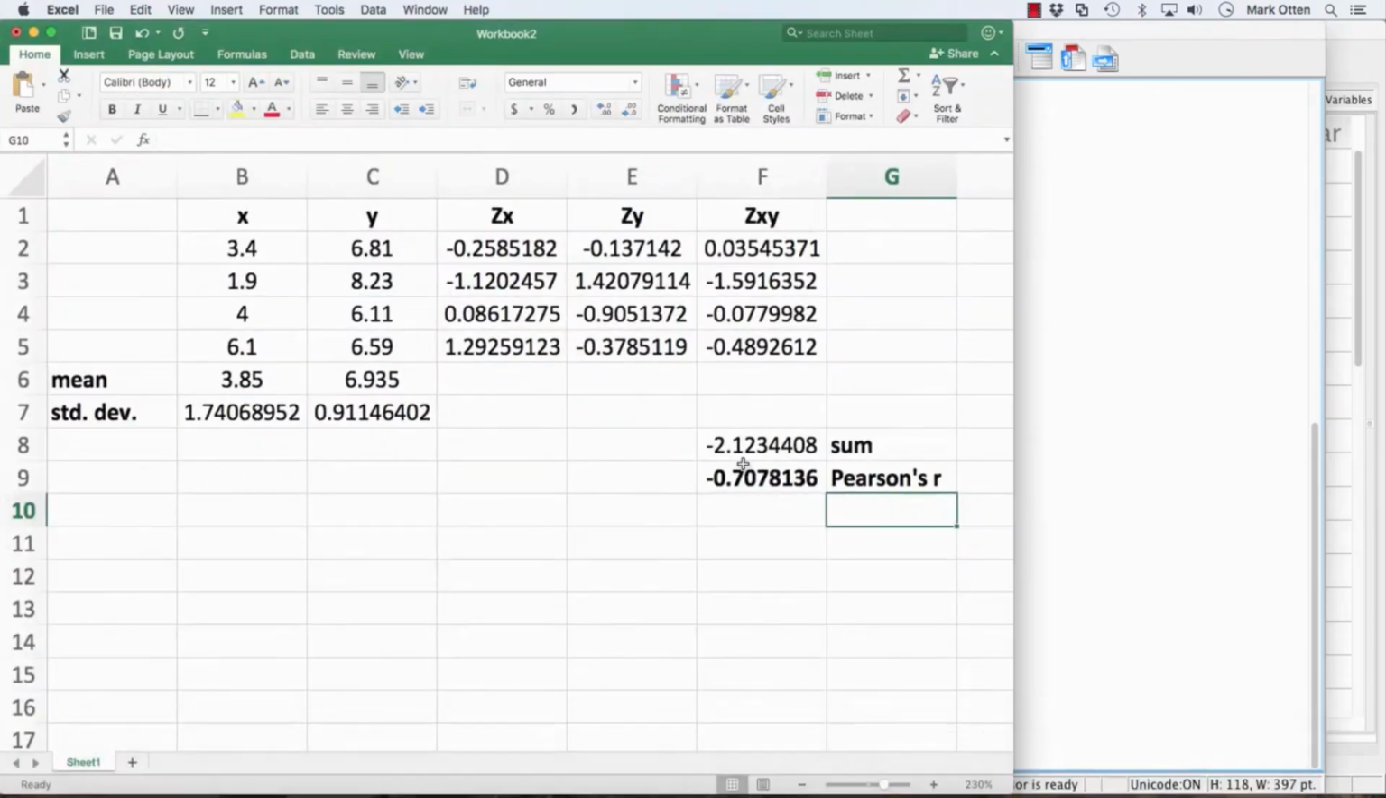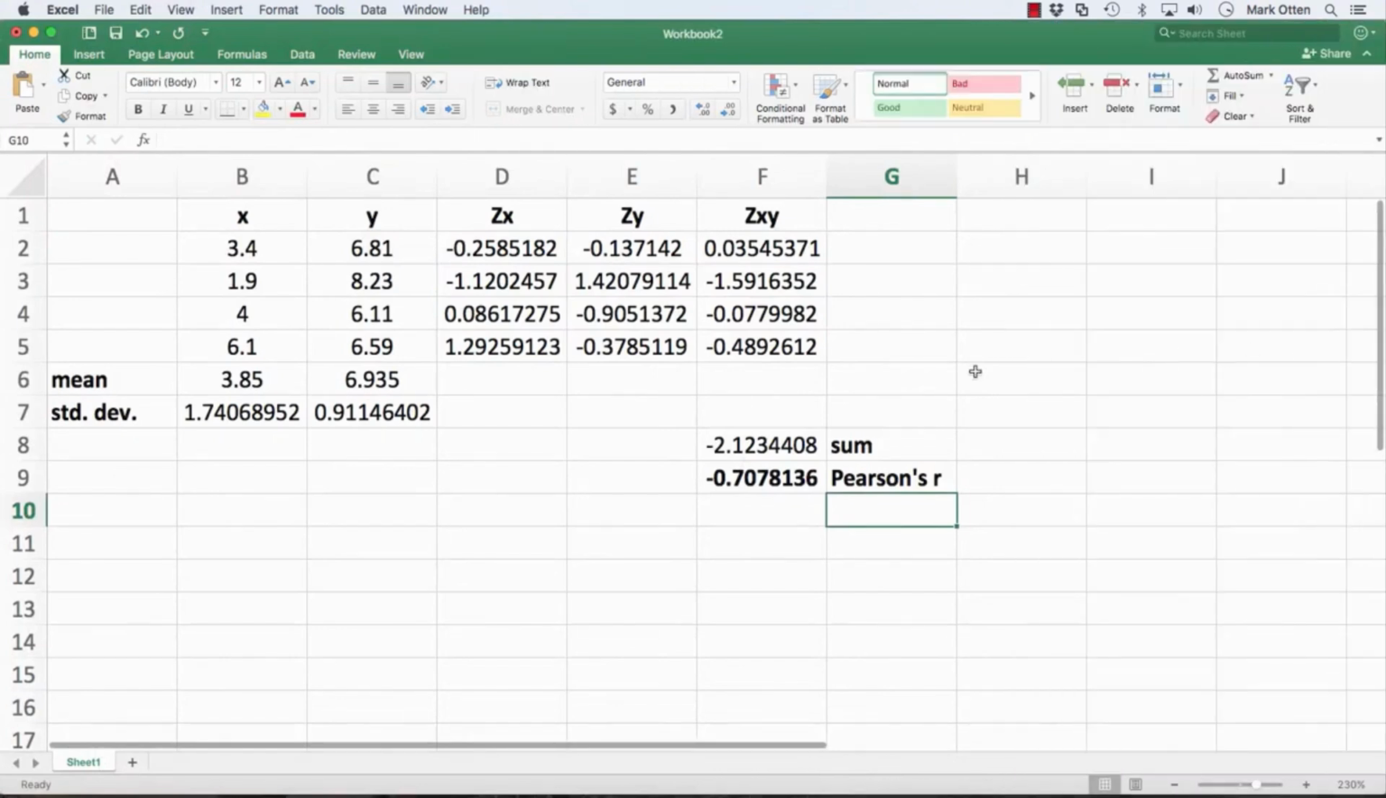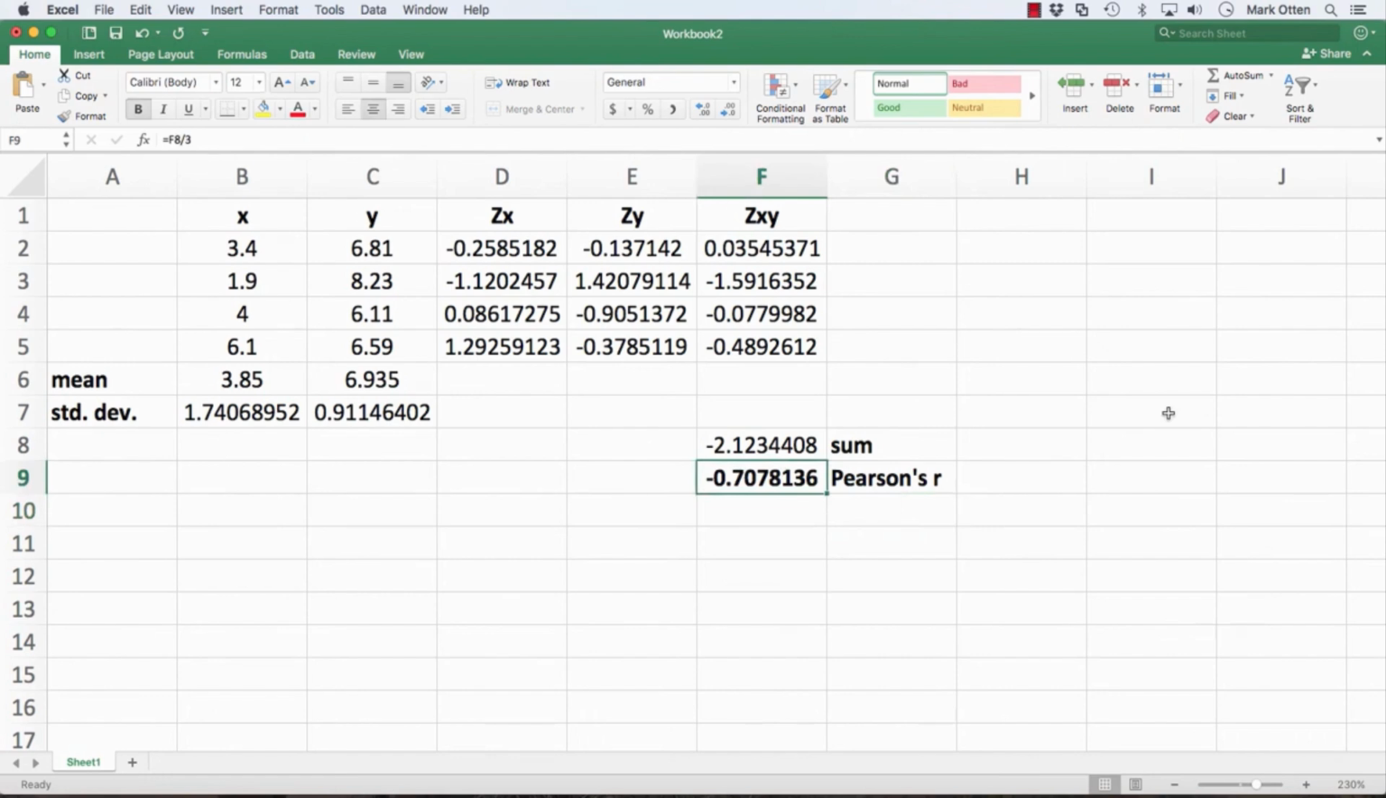So let me pull up my Excel window here. If you've watched the correlation video and performed a correlation in the past, this should look familiar. This is what we entered in before. So we did all this work. We got this Pearson's r value for our example of negative 0.7078. So I've said in this video, you've done most of the work. So what have you done?